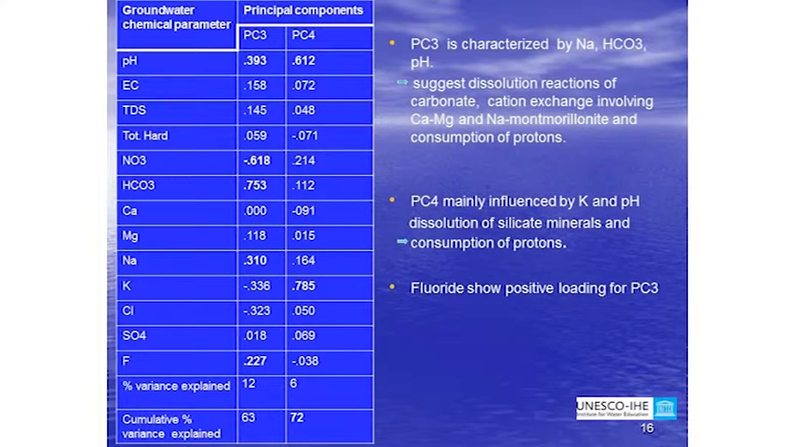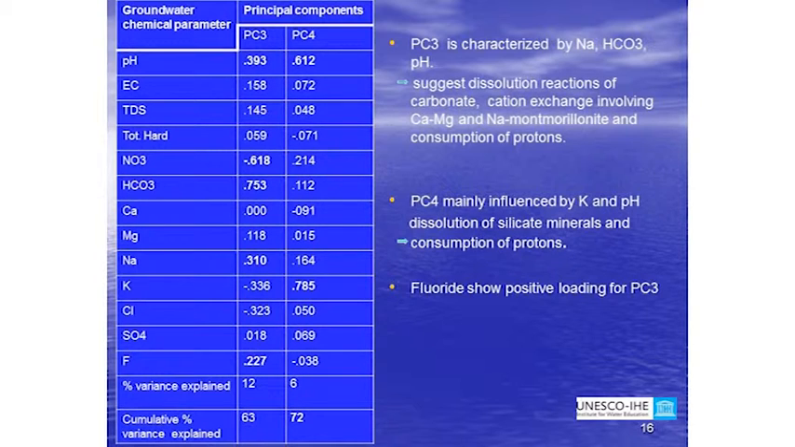bicarbonate and then sodium and pH. I don't have a pointer to show you. And that's also a reflection of the dissolution of carbonate minerals, and then also cation exchange processes involving calcium, magnesium, and then sodium. Now, principal component number 4 also has positive loadings for potassium and then pH. That also is an indication of mineral dissolution and also the consumption of hydrogen ions in the groundwater system, which gives rise to the potassium and then the high pH.